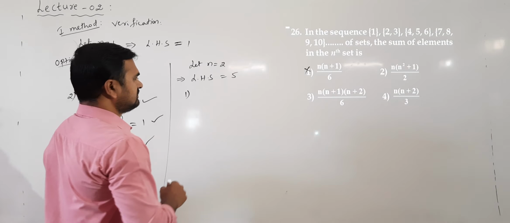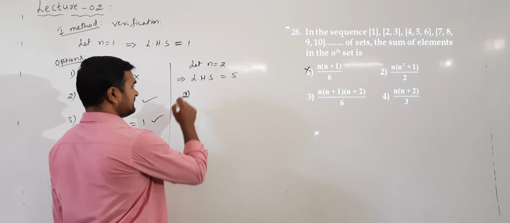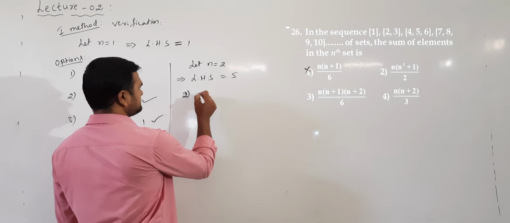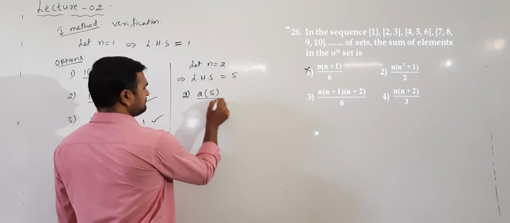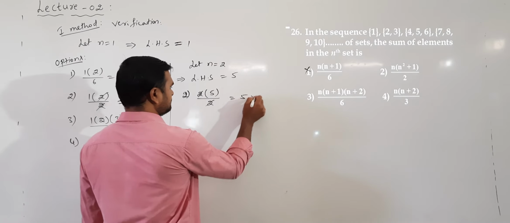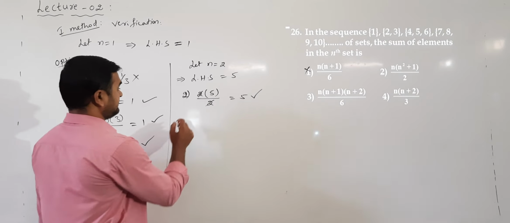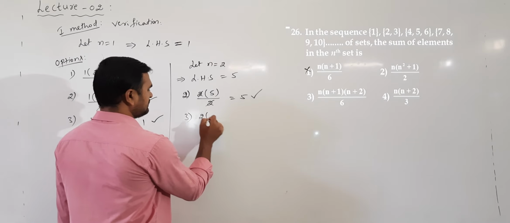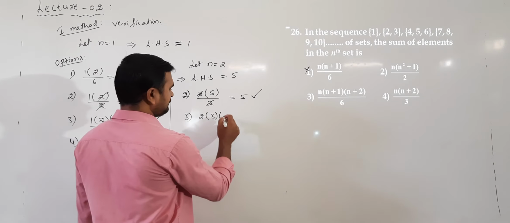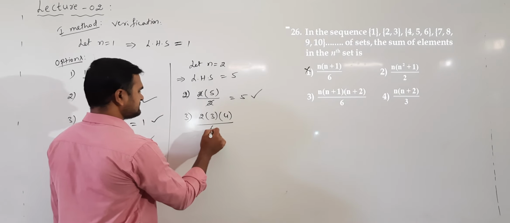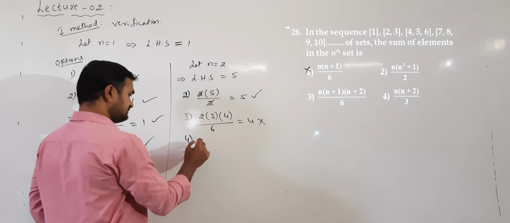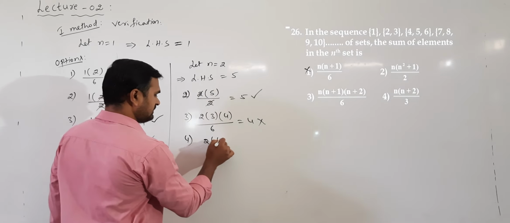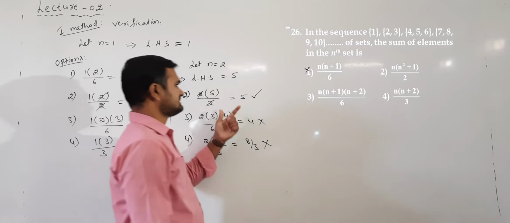The first option is already eliminated. So let's take the second option. N is 2. So it is 2 into 2 squared plus 1, so it is 5, divided by 2. So it will be 5. So the second option can be the answer. Next, the third option. N is 2. 2 into 3 into 4 divided by 6, which is 4. So it is wrong. Fourth option, n is 2. 2 into 4 divided by 3, which is 8 by 3, is also wrong. So the only correct option is the second option.